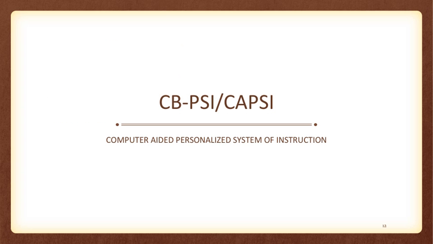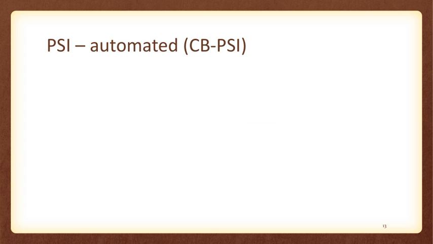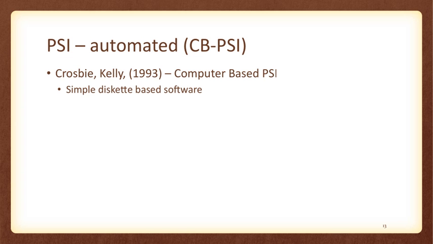Okay, a little bit of alphabet soup for you here. CB, PSI, and CAPSI, so computer-based personalized system of instruction and computer-aided personalized system of instruction, two different things, and we'll talk about those. These are developments that came out in the 90s, so they took the PSI approach, right, which Dean covered in his talk just a few minutes ago, and Crosby and Kelly in 1993 developed this computer-based PSI stuff.